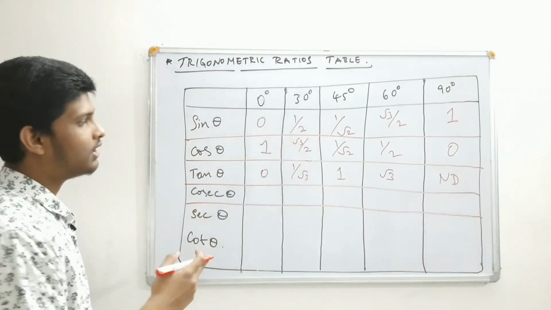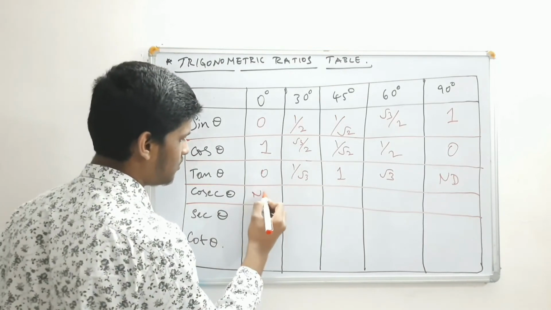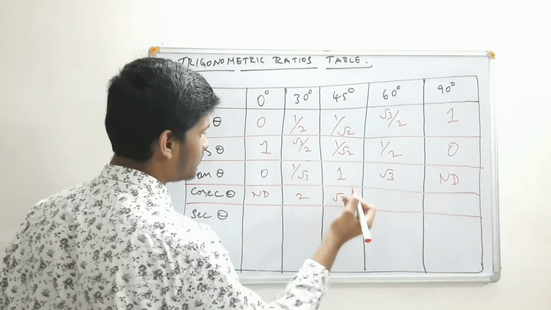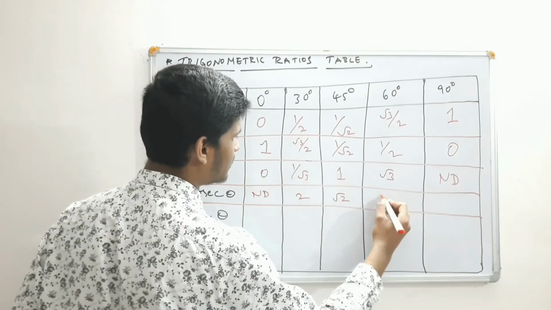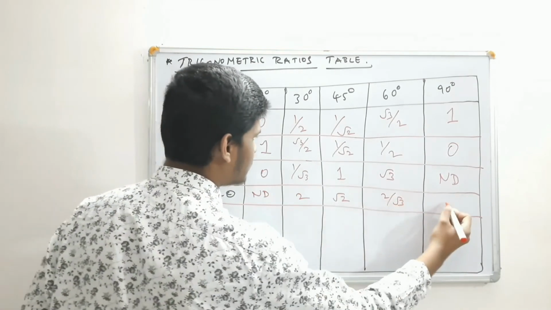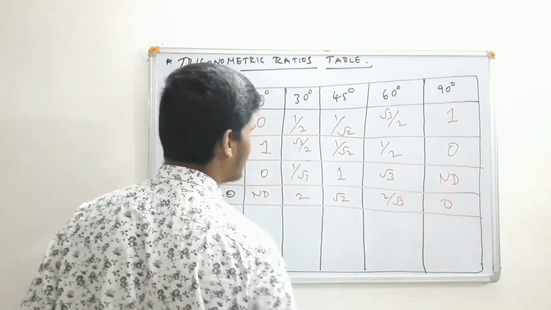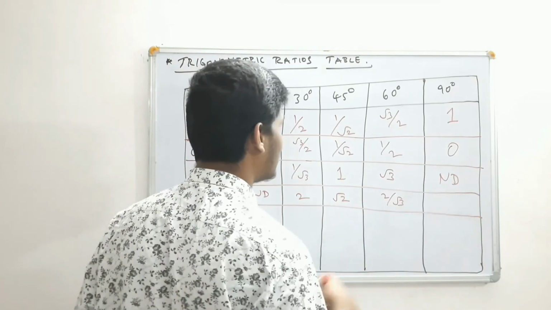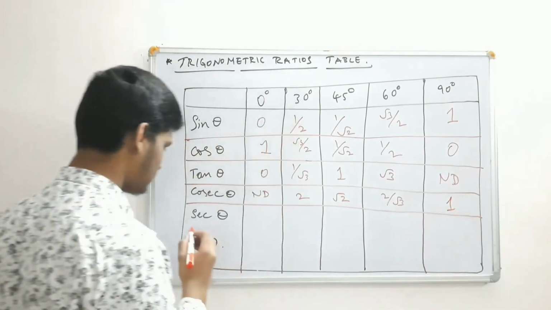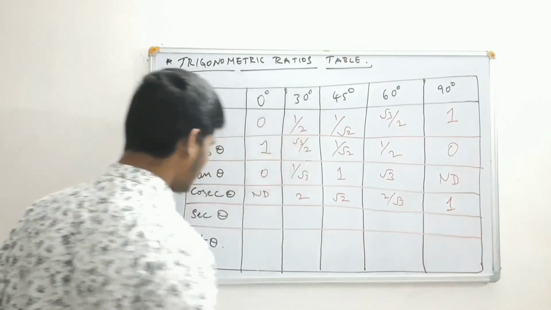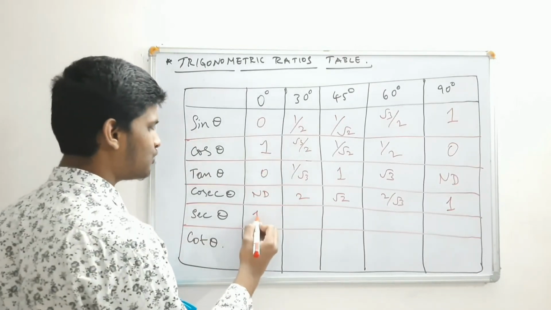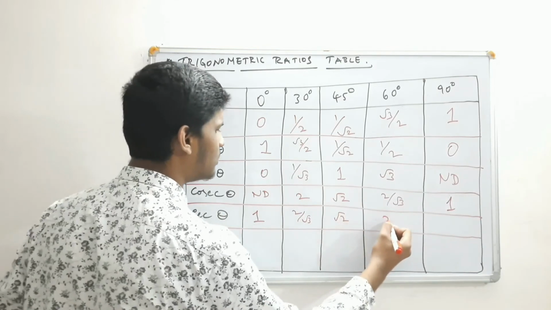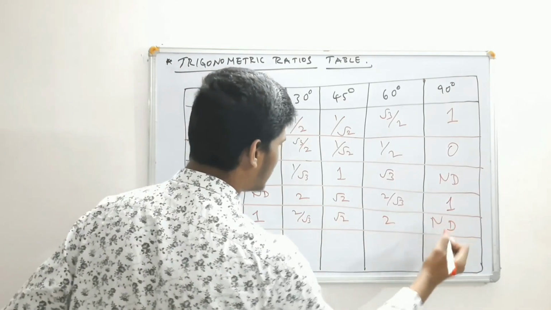And for cosecant theta, we got this one as not defined for 0 degree, and for 30 degree we got 2, and for this we got root 2 for 45, and this we got 2 by root 3, and this one we got as 1. So next if you come to secant, for secant we got this one as 1, this one as 2 by root 3, next we got root 2, here we got 2, and this one we got as not defined.